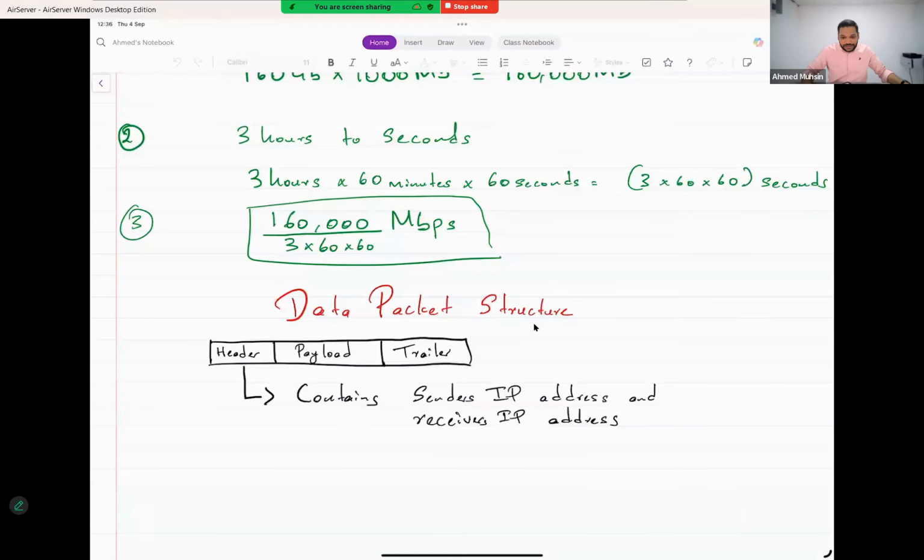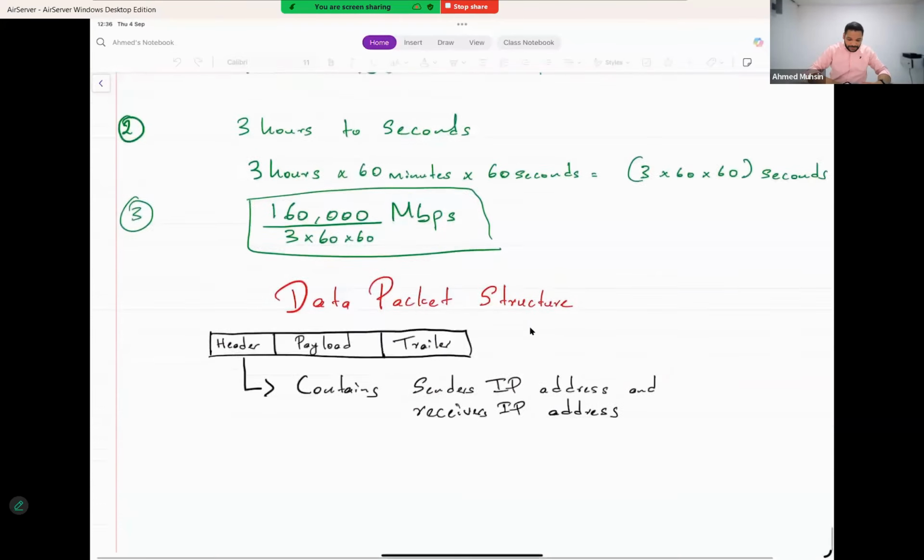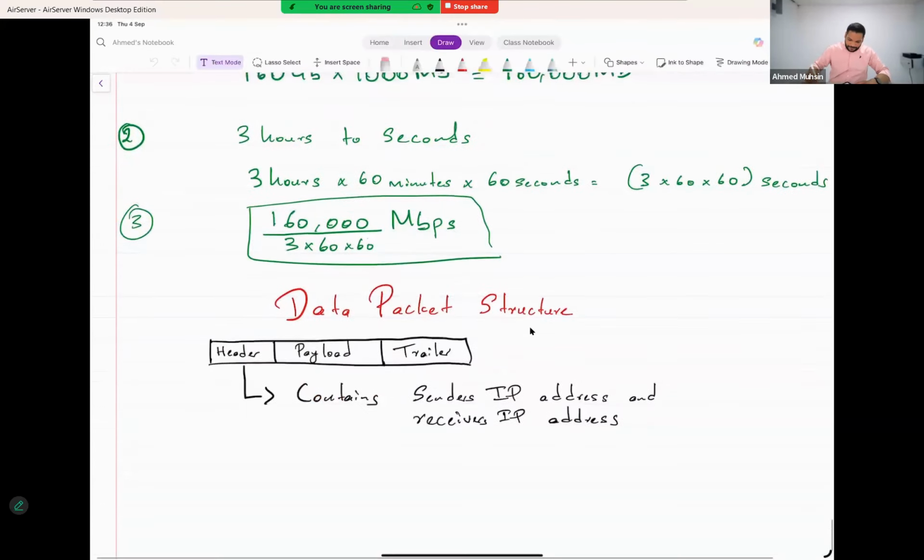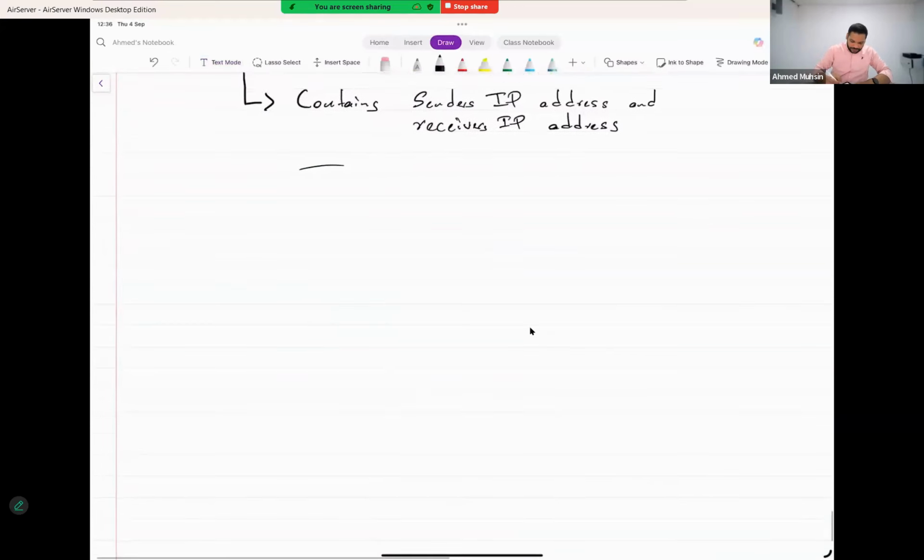Right. Everyone, can you all read this now? Can you all take down this note, please? Everybody, whenever a device joins a network, three things are recorded: device name, IP address, and MAC address.